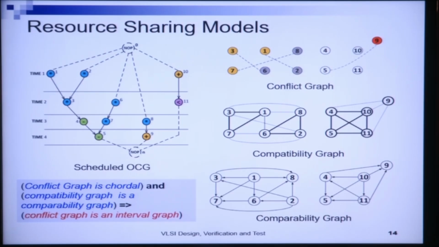The general theorem is that a graph is an interval graph only if it is chordal and its complement is a comparability graph. Here we know that the compatibility graph is a complement of the conflict graph, and hence if the conflict graph is chordal and the compatibility graph is a comparability graph, then the conflict graph becomes an interval graph. We come to the end of module 2 of lecture 6.